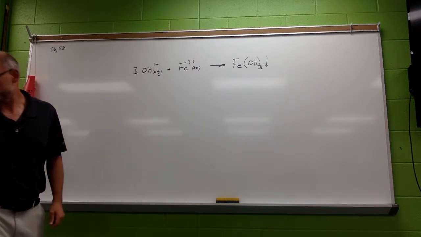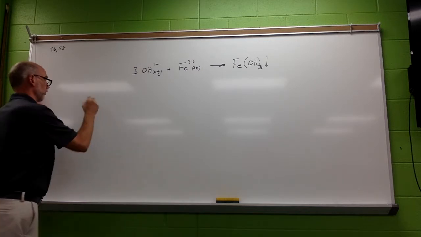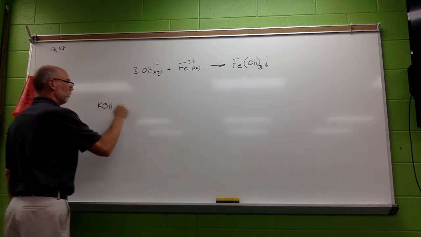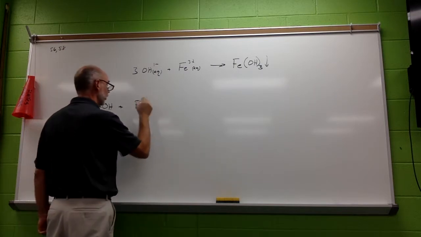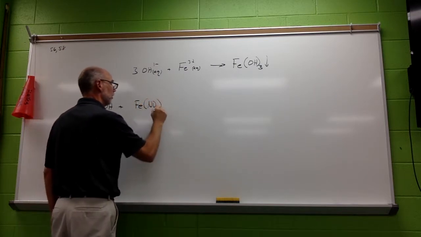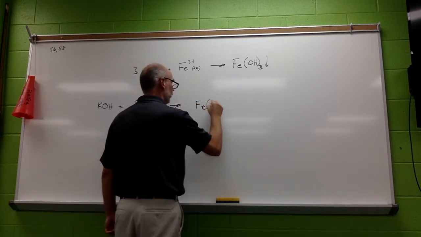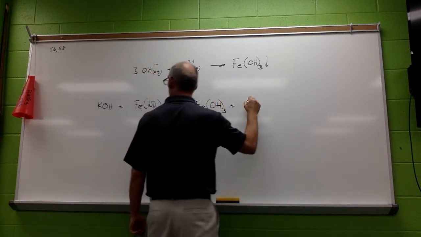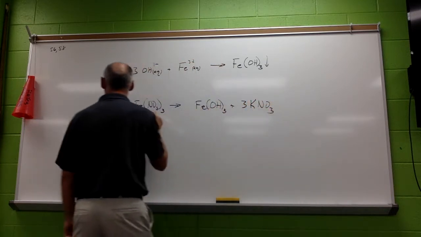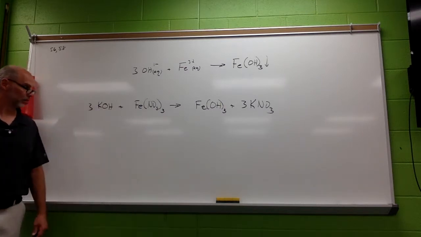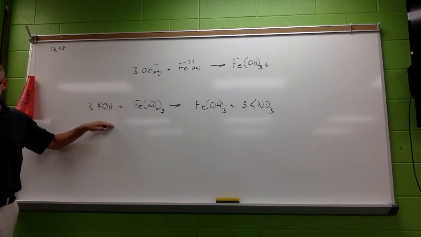What were the two substances? Was it sodium hydroxide? Potassium hydroxide. Okay, so it was KOH plus iron 3, what was it? Nitrate. Obviously producing iron 3 hydroxide plus potassium nitrate. That's where this came from.